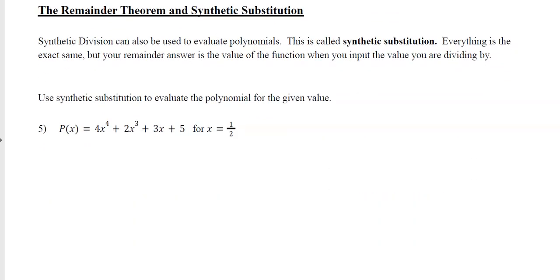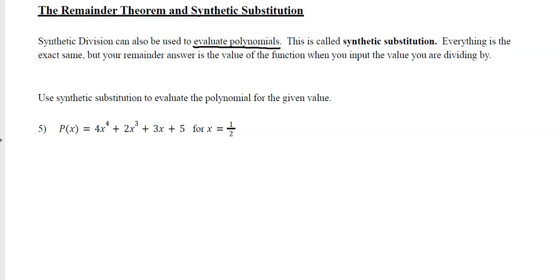All right, last but not least, the remainder theorem and synthetic substitution. So synthetic division is also kind of useful to evaluate polynomials. Remember what evaluate means. It just means find the value. And we did this earlier with functions.